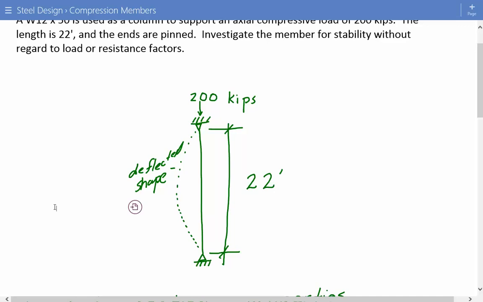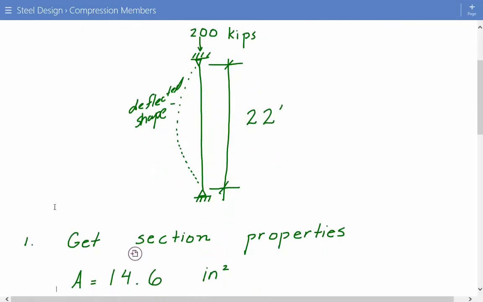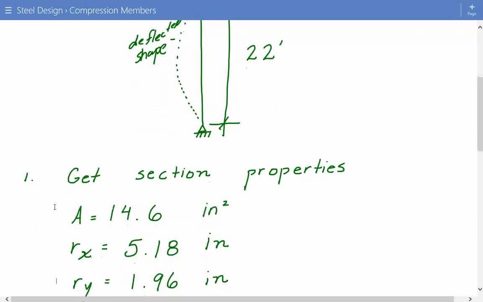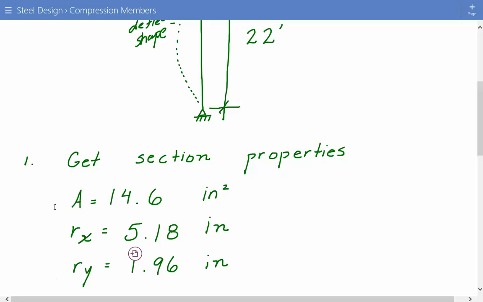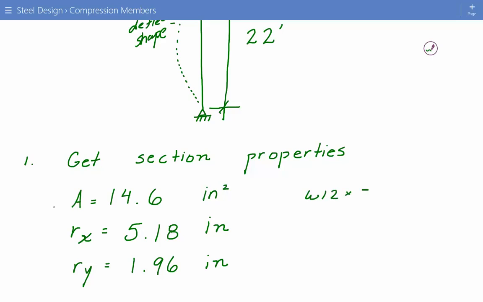And so the first thing we'll do is get 3 section properties, which is we get the cross-sectional area and the 2 radius of gyrations, and we can get this easily from part 1 of the manual for the W12 by 50 shape. So the cross-sectional area is 14.6 inches squared. The radius of gyration with respect to the strong axis is 5.18 inches, and the radius of gyration with respect to the weak axis is 1.96 inches.